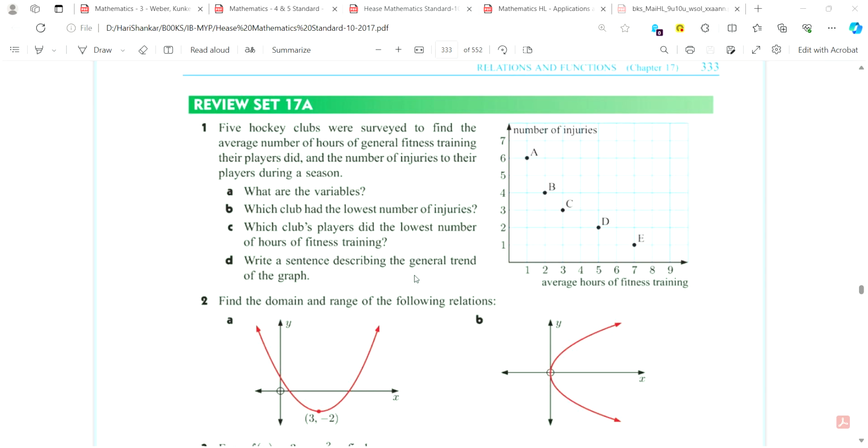5 hockey clubs were surveyed to find the average number of hours of general fitness training their players did, and the number of injuries to their players during a session. So we need to identify what my variables are. What is my input variable? What is my output variable? What is my independent variable and what is the dependent variable?